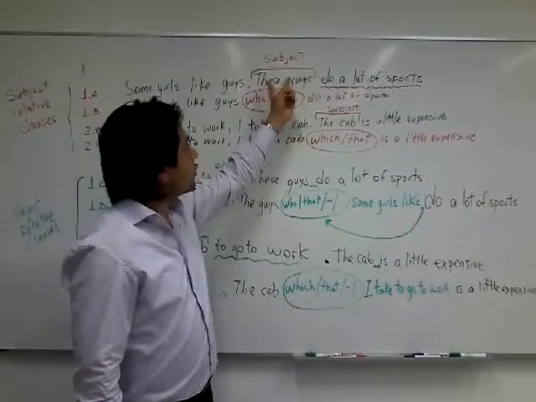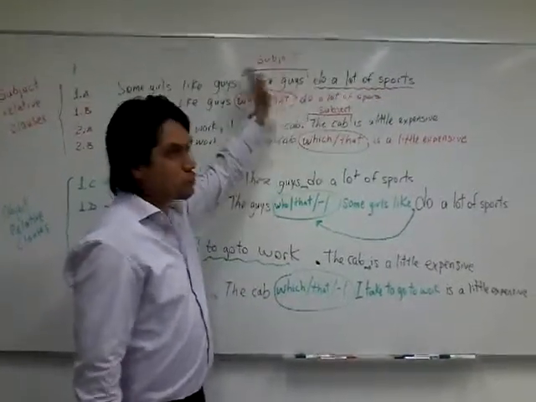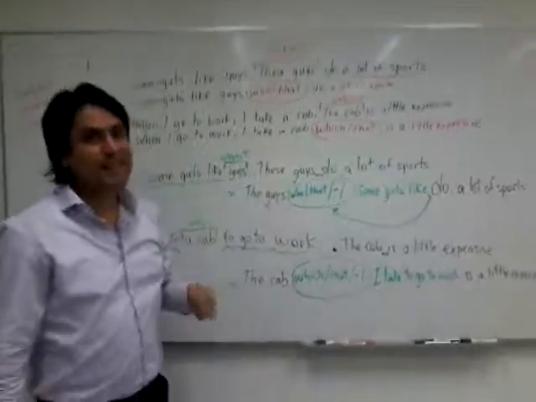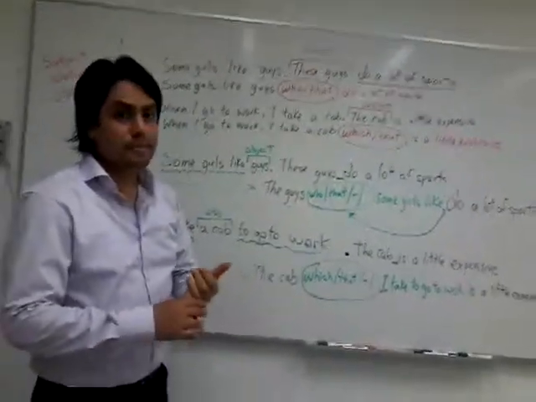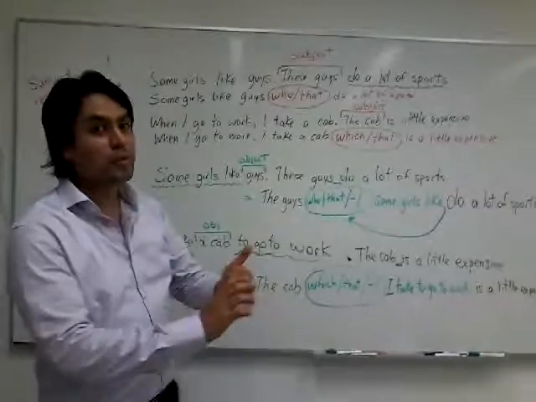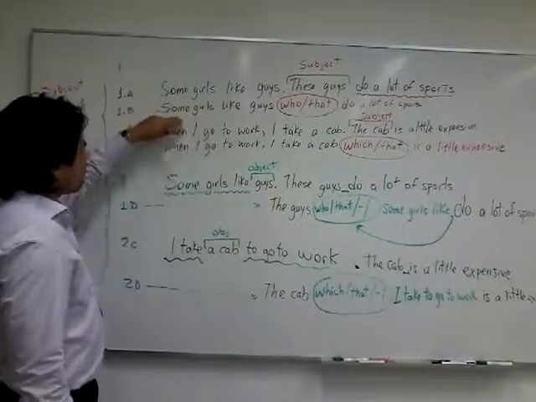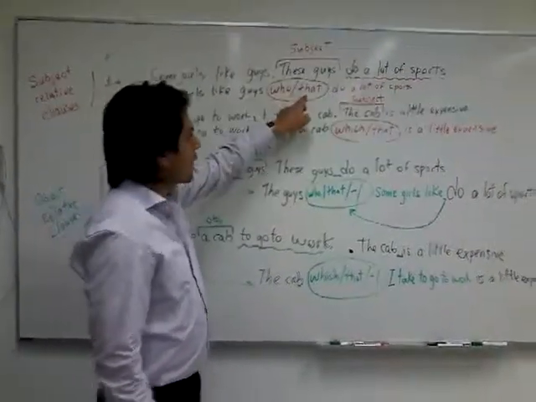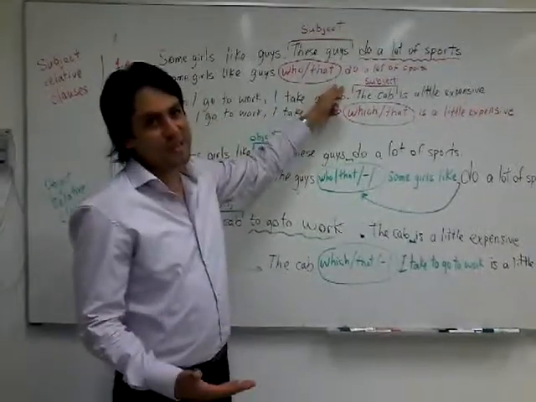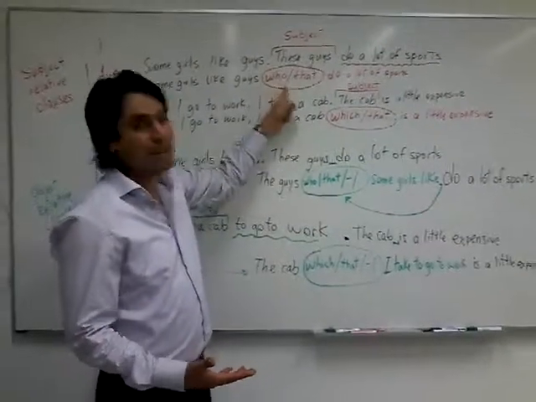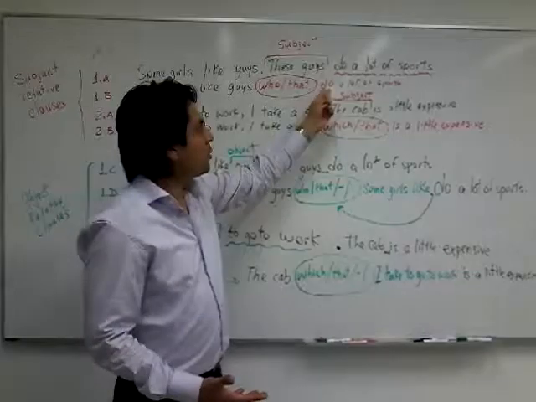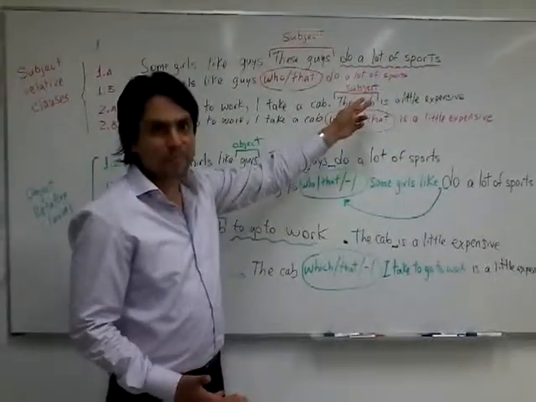Entonces lo que hago yo es, ese sujeto lo voy a reemplazar, lo voy a sustituir por un pronombre relativo. Como these guys es personas, puedo usar who o puedo usar that. Entonces lo repito: girls like guys, who or that. Y ahora no voy a repetir these guys, porque ya está reemplazando esto de aquí. Simplemente completo el verbo y el complemento: do a lot of sports.